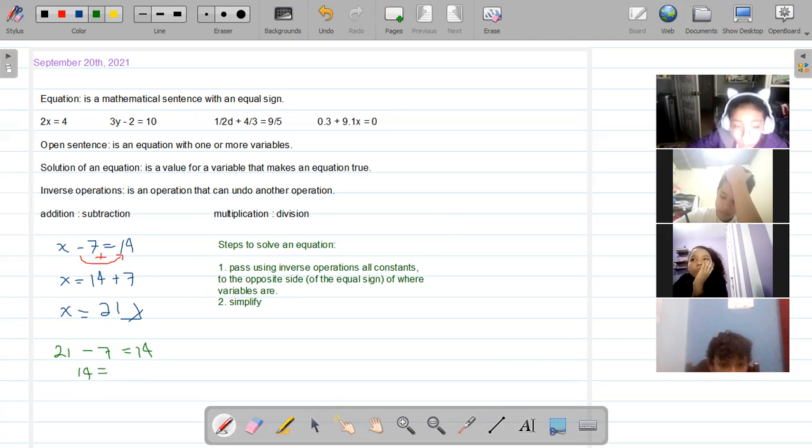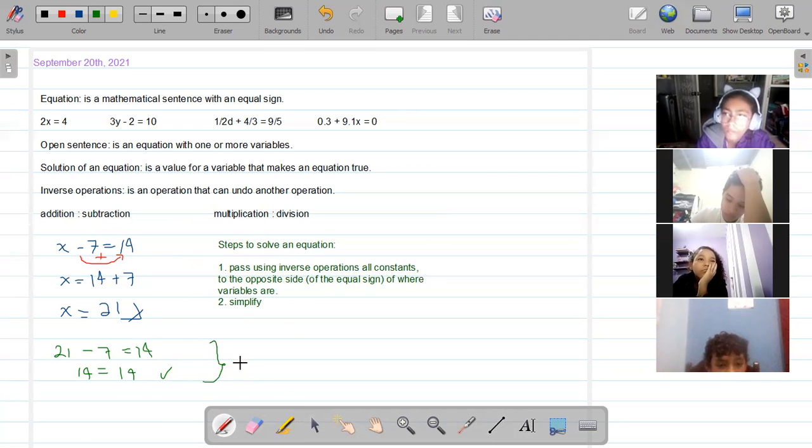So is 14 equal to 14? Yes, it is. So it is correct. This is proving an equation. Okay. How many steps did we use to solve this equation? Only one, because we use only one inverse operation. And those are the steps to solve an equation. But what type of equation? A one-step equation. Okay, so these are the steps to solve a one-step equation.